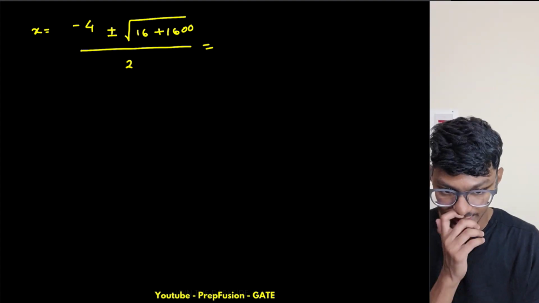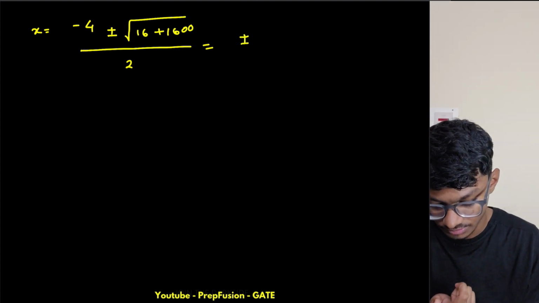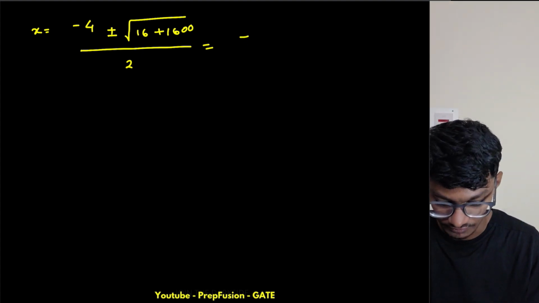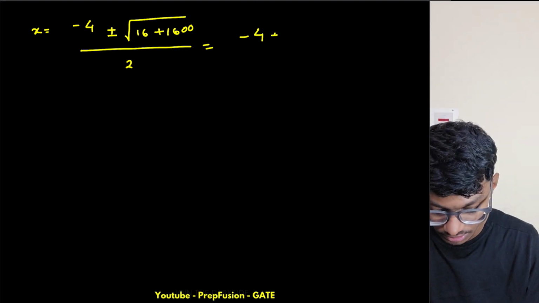If you solve this one, you will get two solutions for x. One is something like this: minus 4 itself, and under the root of 16, something like plus minus 40.2 divided by 2.